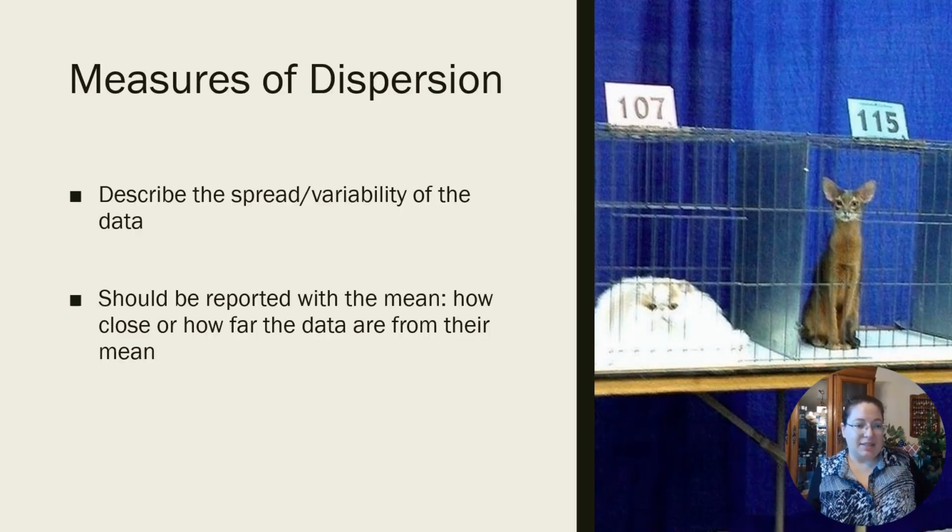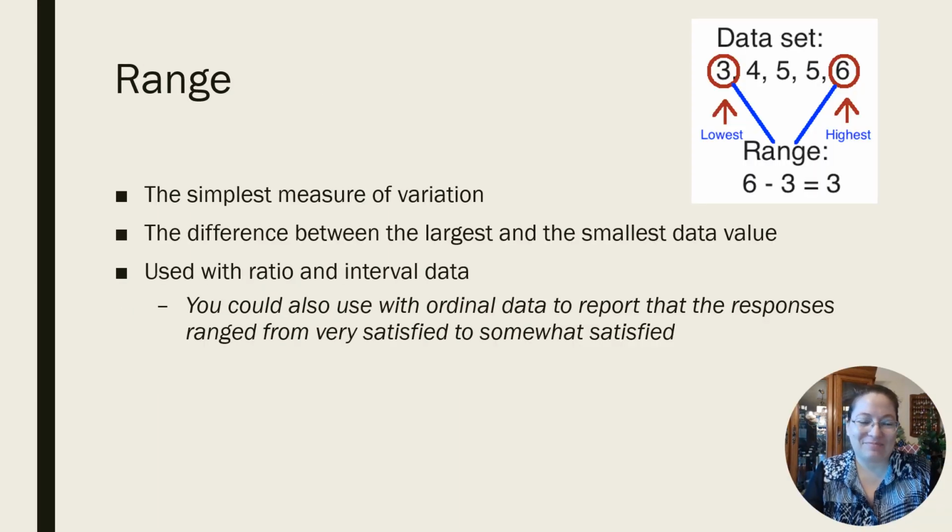Another way of summarizing the data is to use measures of dispersion. So these ones describe the spread or variability of the data. They're reported in conjunction with the mean and indicate how close or how far the data are from their mean. So that's why I love this here. You can see this cat is quite spread out versus this cat, which is very, very long and skinny.